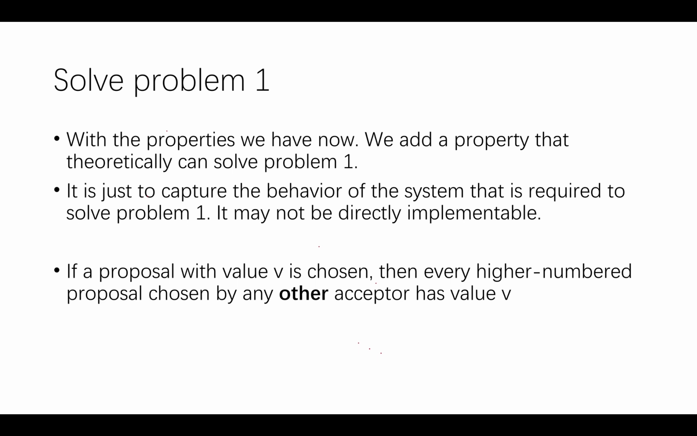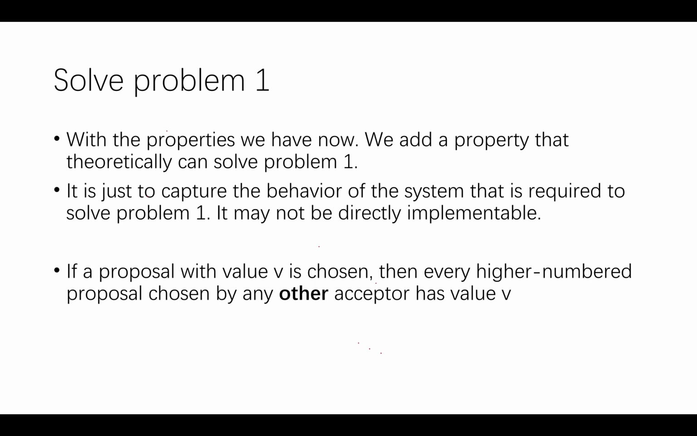Well, the solution is just to capture the behavior of the system that is required to solve problem 1. It may not be implementable directly. We see that if a proposal with value v is chosen, then every higher numbered or every subsequent proposal chosen by any other acceptor has value v, so that this property ensures that there will be no processes that have different values when one of the values is secured by a process. So that it solves problem 1, when different groups hold different values but there's no majority.